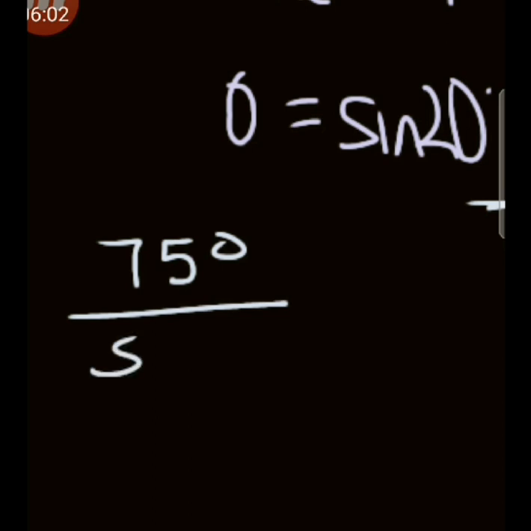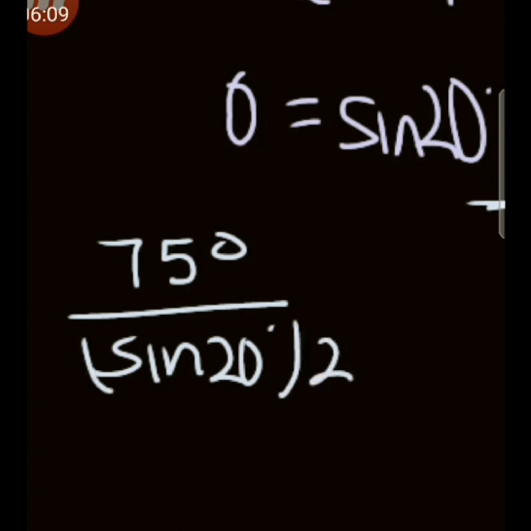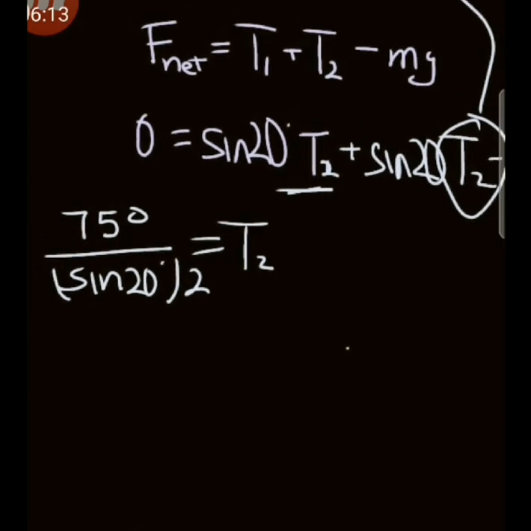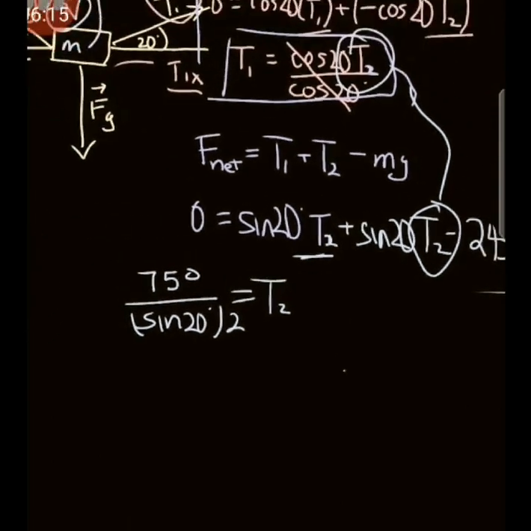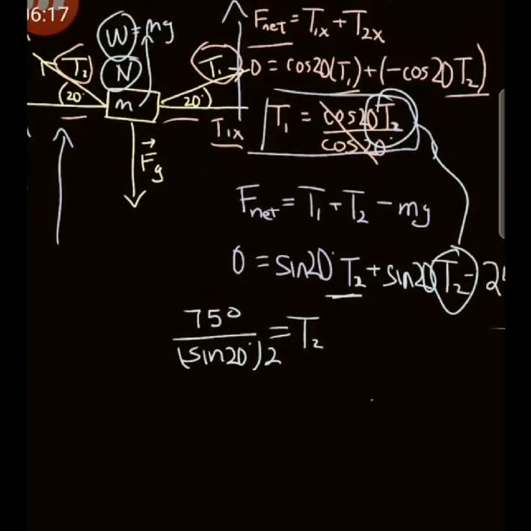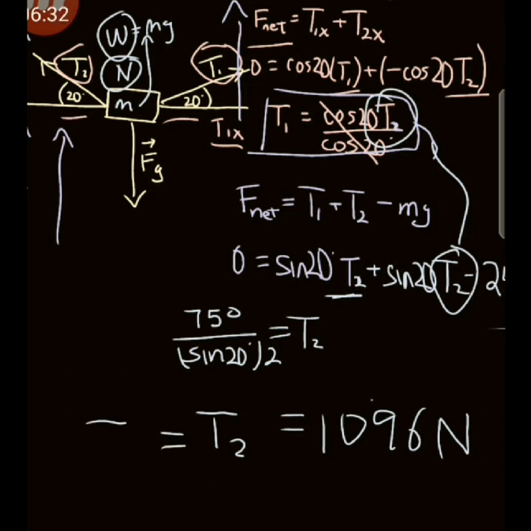This is what we end up getting: 245 divided by 2 sine 20 equals T2. Okay, and all in all, the final answer is 1096 newtons, and that's tension 2. Because tension 2 and tension 1 are the same in this case, tension 1 is also this number.